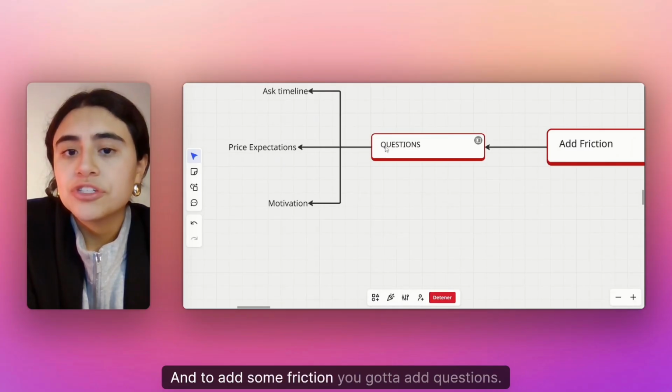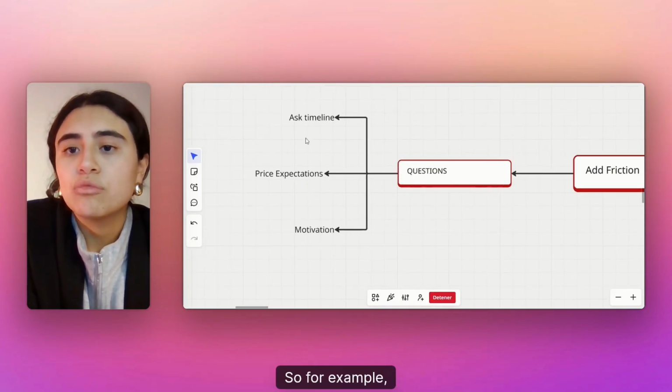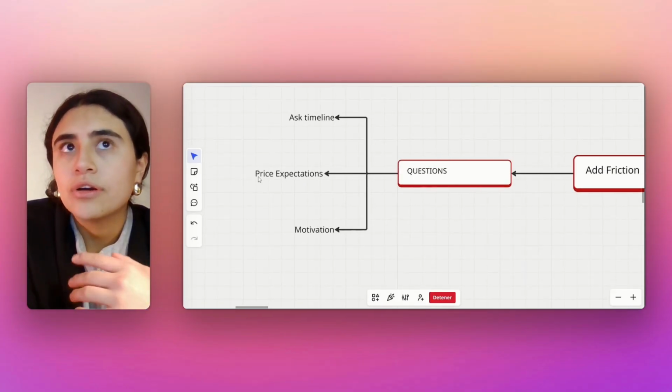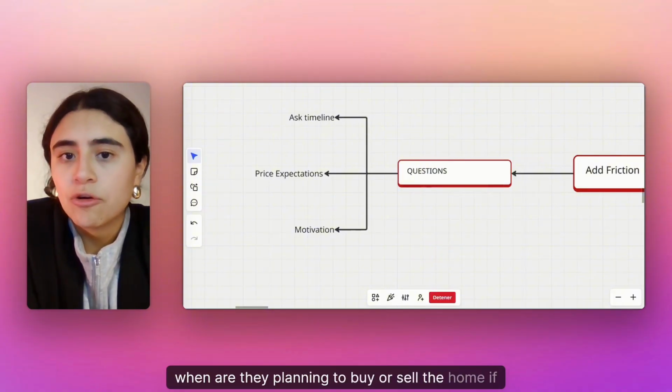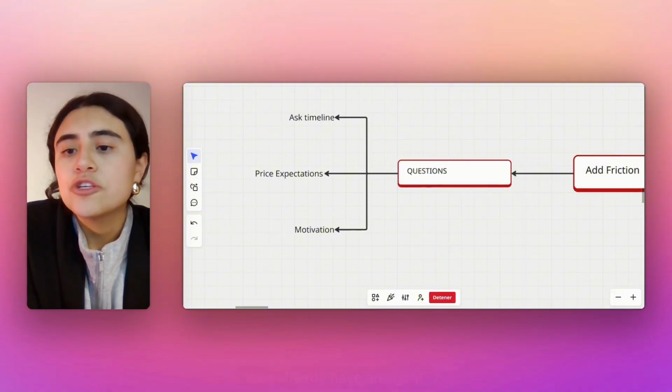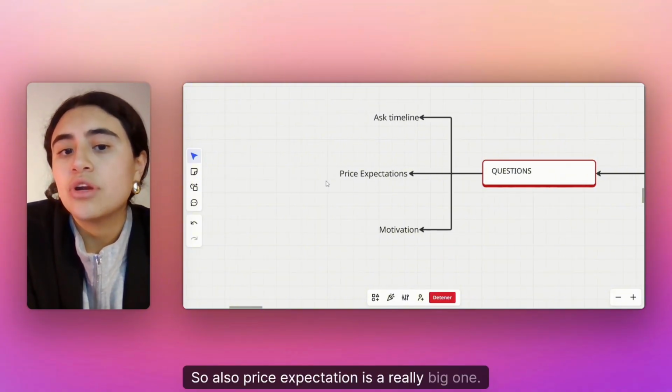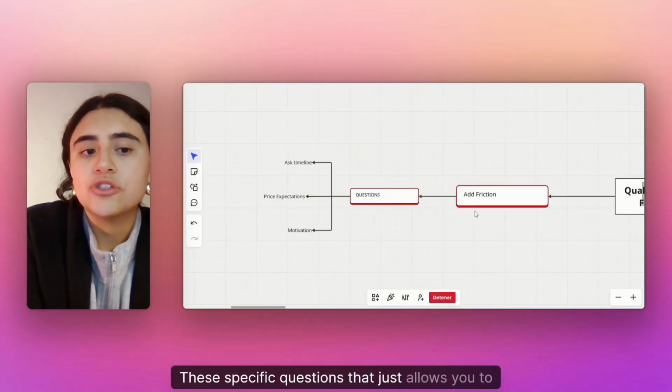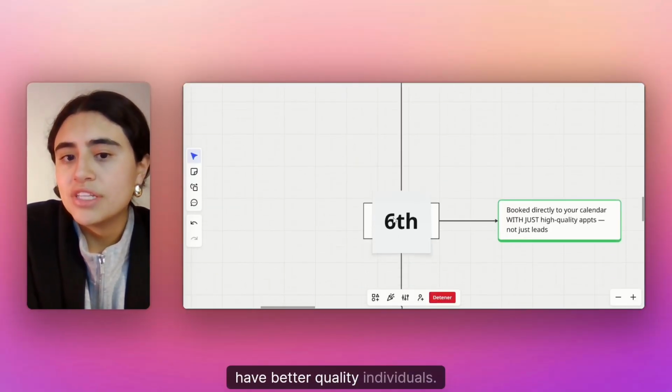To add some friction, you gotta add questions. So for example, you can ask the timeline, when are they planning to buy or sell the home, if they already have an agent. Also price expectation is a really big one. Motivations, why do you want to buy your home? Why do you want to downsize? Why do you want to sell? These specific questions just allow you to have better quality individuals.